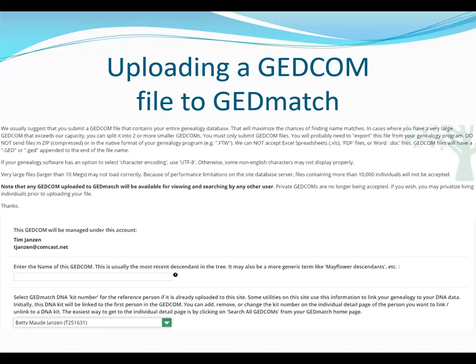Here's a screenshot of the website where you can upload your GEDcom file. So I would encourage you to do this. You put in your name, and then you have to link also the kit number to the person in the GEDcom file. So that's an important step as well.